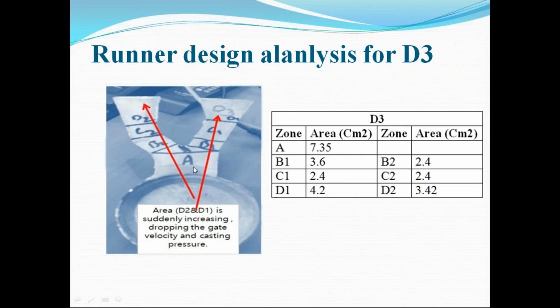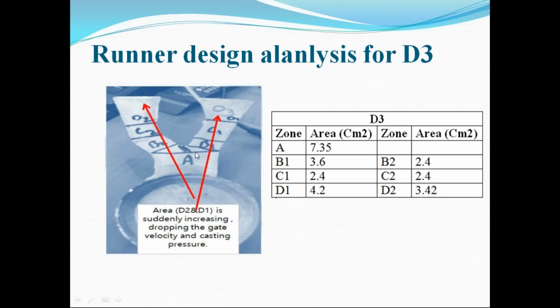That means from biscuit to the gate, the cross section of the runner is gradually increasing. So area is suddenly increasing, dropping the gate velocity and casting pressure. These problems happen if the runner area increases towards the gate or the mold. What happens is its velocity will reduce, and it is not good. When velocity is reduced, it takes higher time and carries the gases. So this is not good.